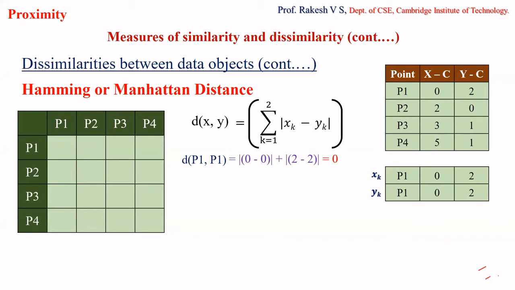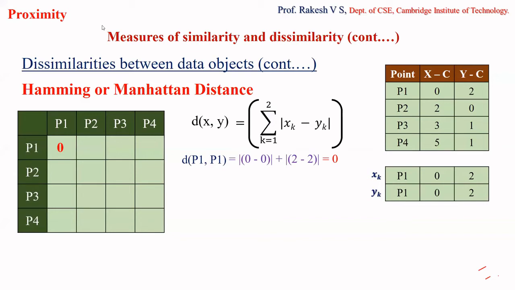First, when k equals 1, it is x1 minus y1. In that case, x1 is 0 and y1 is 0. Then when k equals 2, x2 is 2 and y2 is 2, so it becomes 2 minus 2. So the distance between P1 and P1 is nothing but 0. I'm going to tabulate that here.